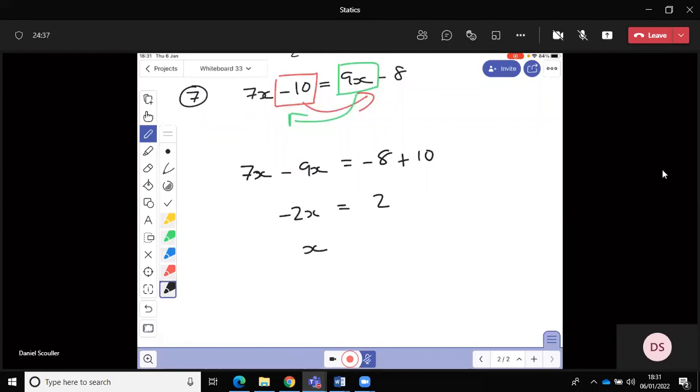We want to leave x on its own. That -2 is a multiple, so it comes over to the other side and becomes a divide. So in this case, x is equal to -1.